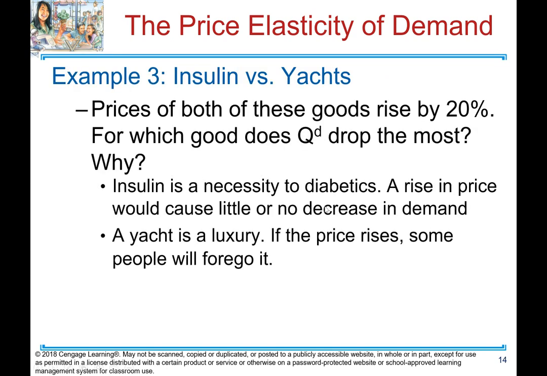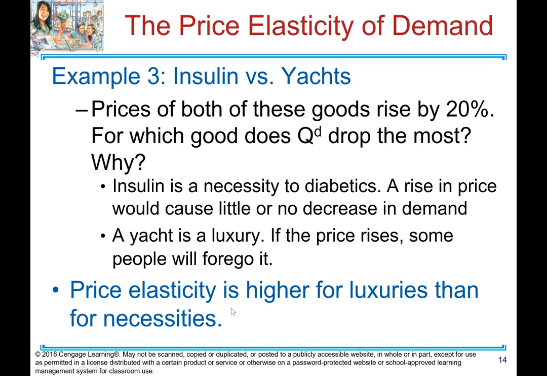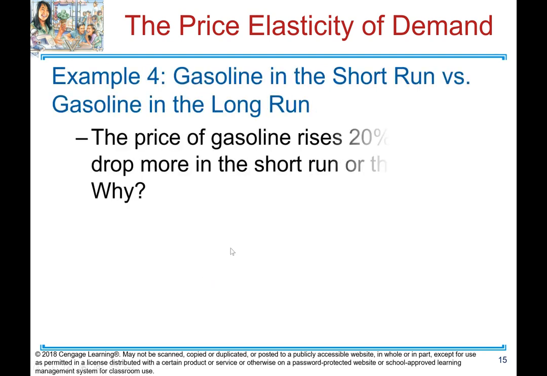Example 3, insulin versus yachts. Prices of both of these goods rise by 20%. For which good does quantity demanded drop the most, and why? Insulin is a necessity to diabetics. A rise in price would cause little or no decrease in demand. A yacht is a luxury. If the price rises, some people will forgo it. Therefore, price elasticity is higher for luxuries than for necessities.